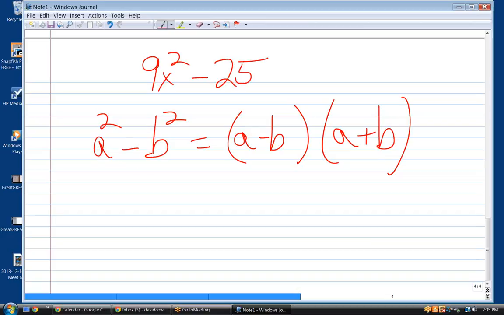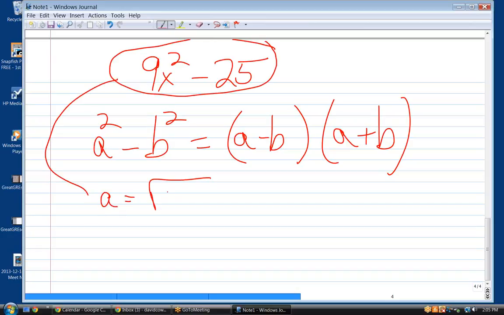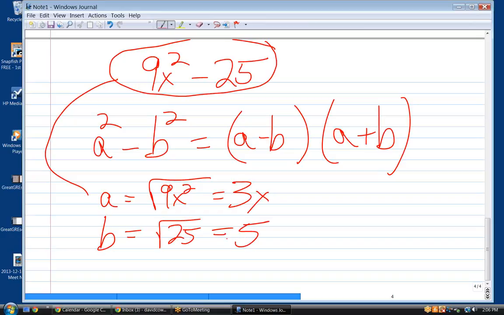If you have a squared minus b squared, it factors into a minus b times a plus b. Okay. Well, what is a? If I assume this is the difference of squares, then a must be the square root of 9x squared. What is that? Isn't that just 3x? Okay, and b must be the square root of 25. So 5. So how does this factor?